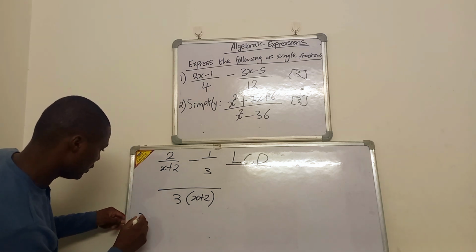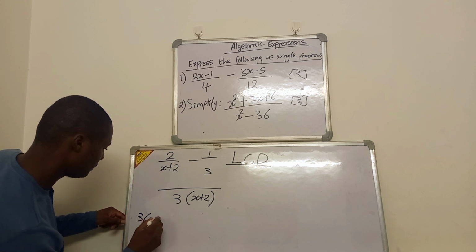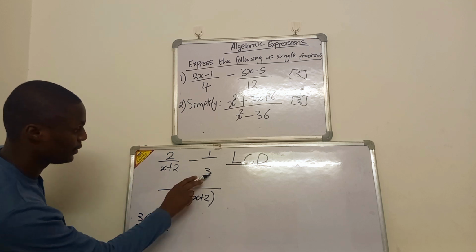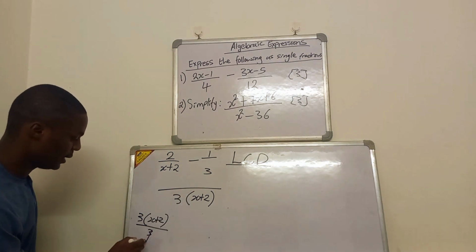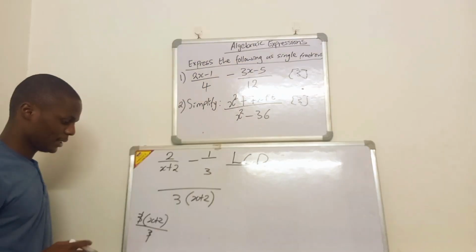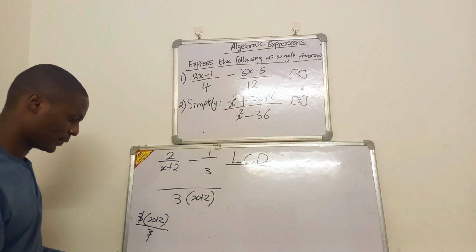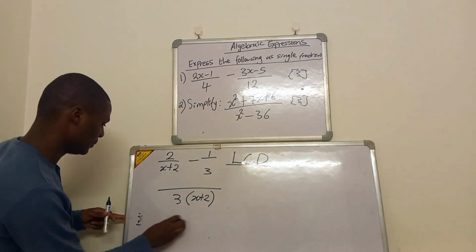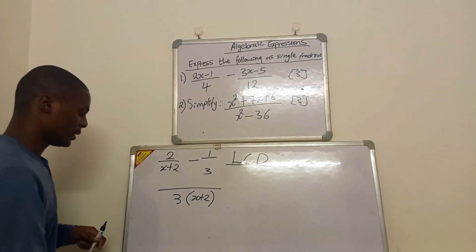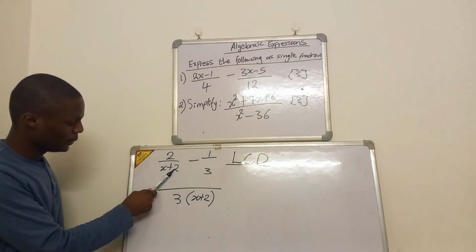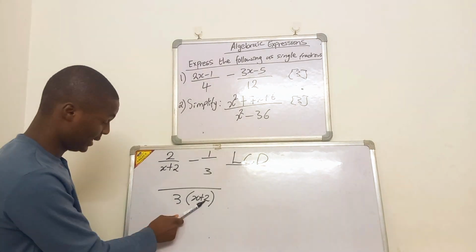Same applies if you are dividing your denominator with this one, 3. So 3 and 3 will cancel out. So it means your answer will be x plus 2. Okay, so now let's deal with this one.